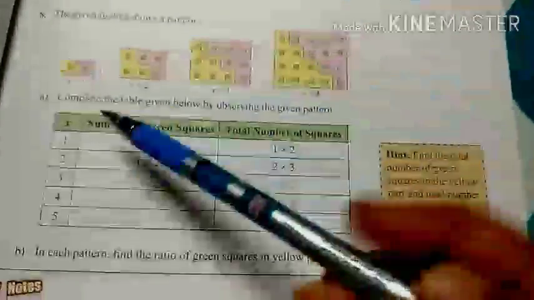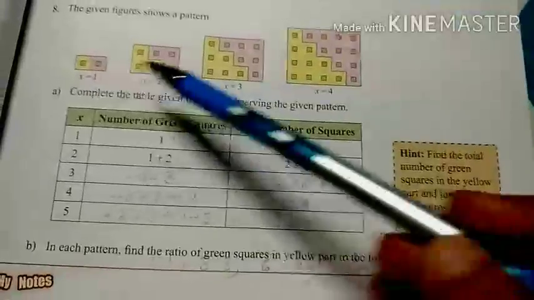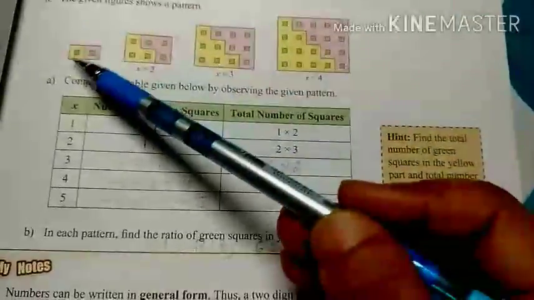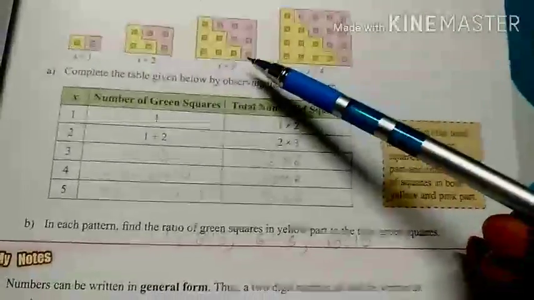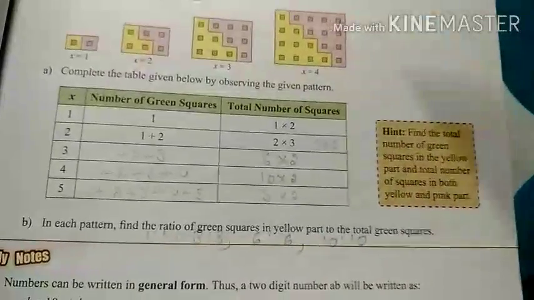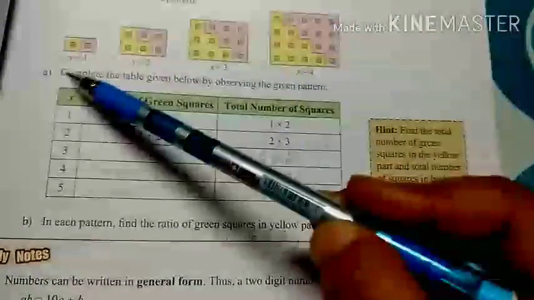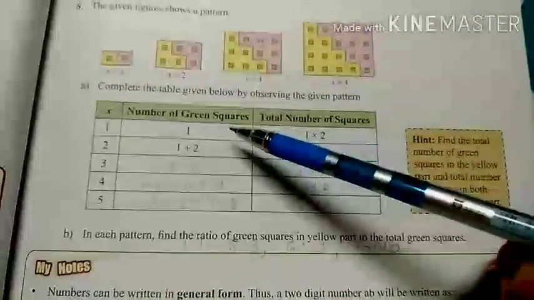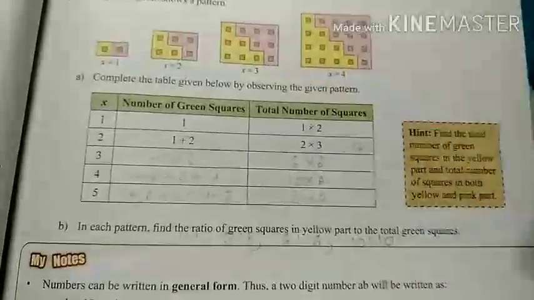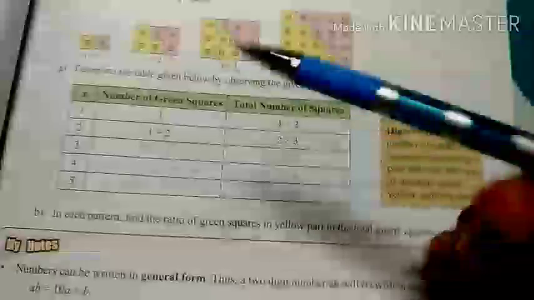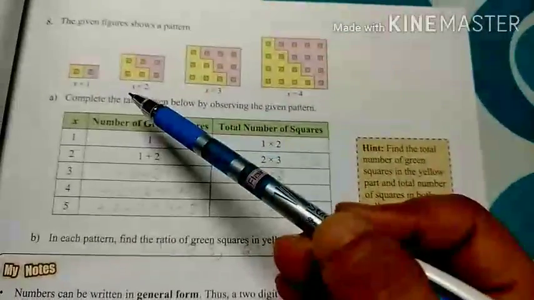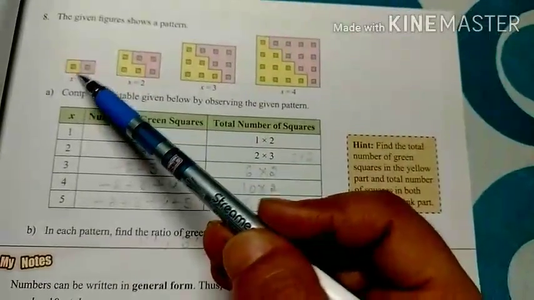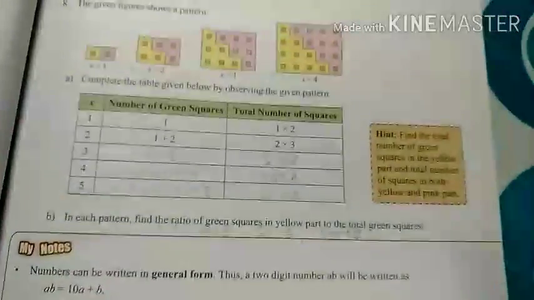In question number 8 the pattern is given here, x is equal to 1, x is equal to 2. It means 1, 2, 3 and 4, that pattern is given. And how will you complete that pattern? You have to find the number of green squares, total number of squares. So how many total squares are there? Whatever the total number of green squares is, because the quantity is the same, whatever quantity is written here, the same quantity is written in the second box also.